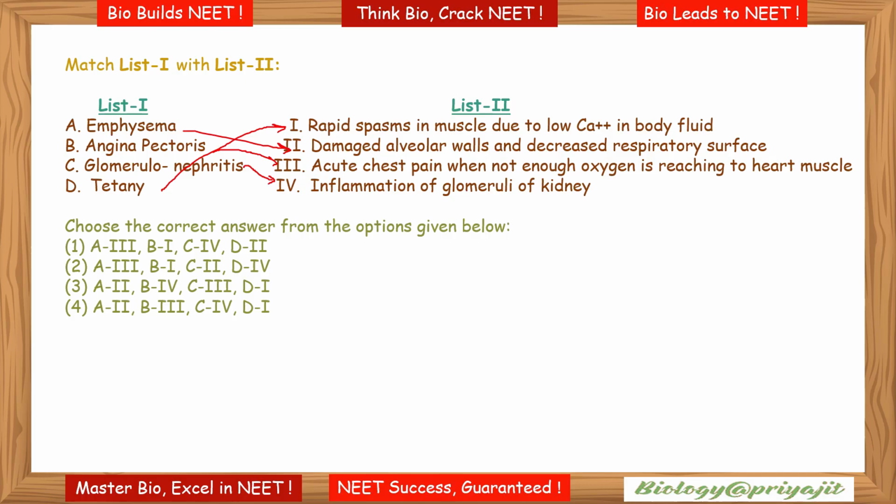So the correct answer here will be... So which one is it? This is 3, B is... no, this is 2, B will be 3, C will be 4 and D will be 1. So the correct answer is option 4.